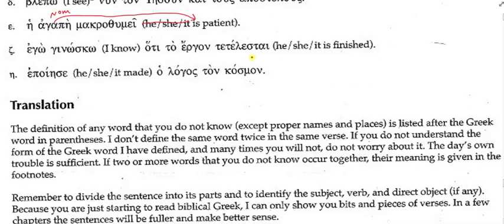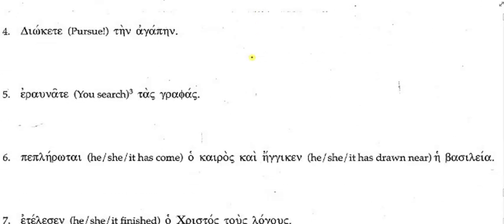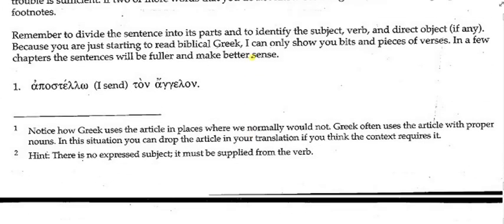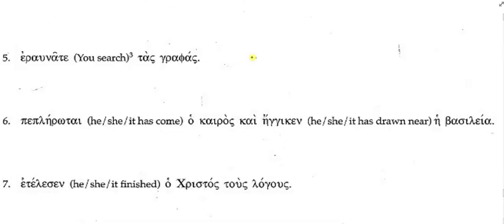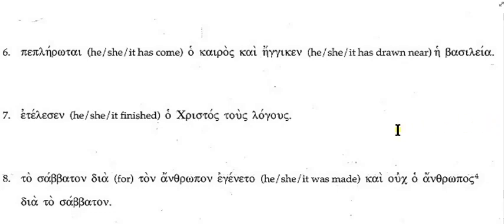All right. Any questions about the translation exercises on the next two pages here? Let's look at number 6. Let's read this. We'll read it in unison together. Ready? Pepleirotai ho kairos kai engiken he basileia. And we'll raise this up just a little bit here. So he gives you the meaning of pepleirotai: he, she, or it has come.